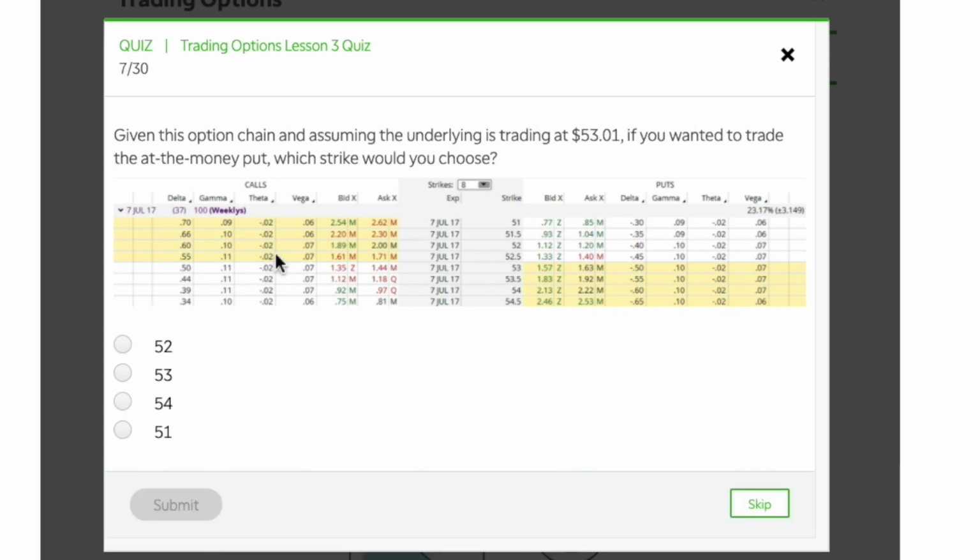Given this option chain and assuming the underlying is trading at $53.01, if you wanted to trade the at the money put, which strike would you choose? So if it's $53, this one would be basically at the money. At the money is what it's currently at.